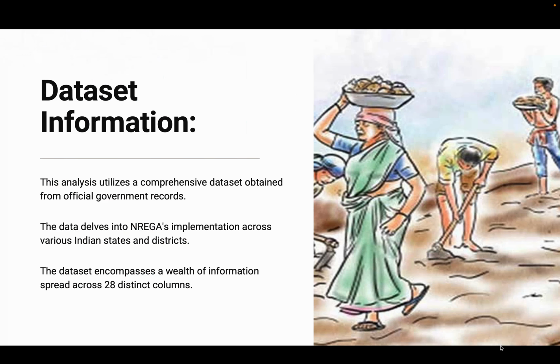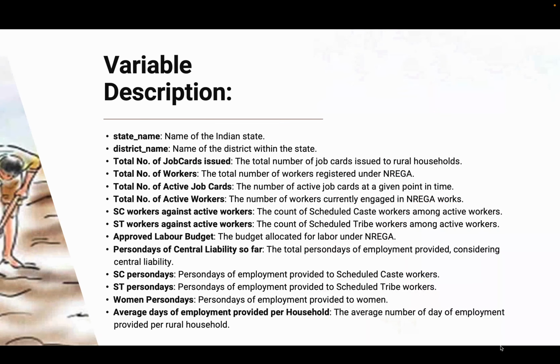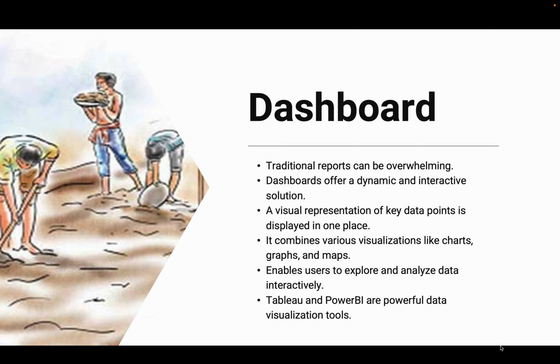Dataset information. To understand how well NREGA is working across India, we have gathered a massive data set from the government. This data covers all the states and districts, and it includes information on NREGA in 28 different areas. Here is the variable description for the 28 columns.